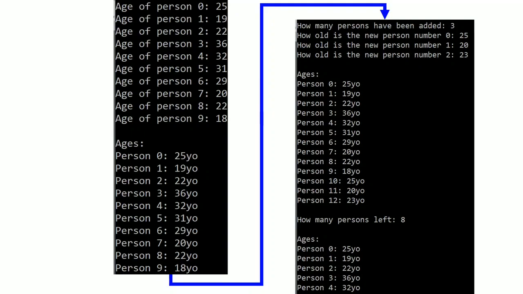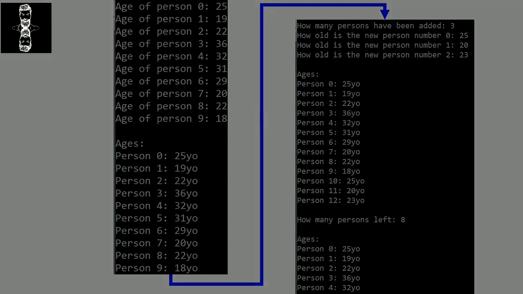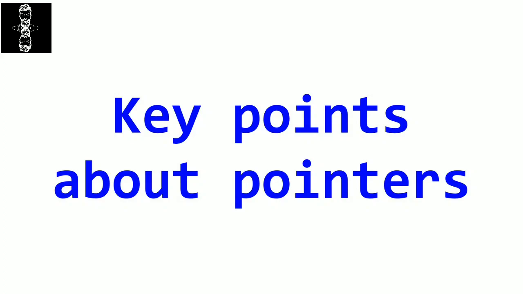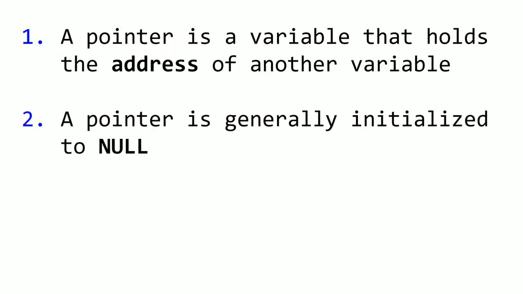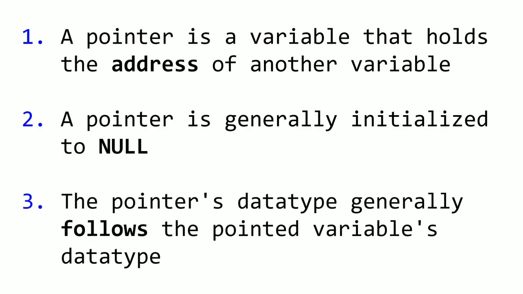I hope you understood these 4 memory allocation functions and see you in the next video. Before ending this chapter, let's just see some key points about pointers. First, we said that a pointer is a variable that holds the address of another variable. Second thing is that a pointer, if we don't initialize it, it will generally be initialized at null. This is what we call a null pointer. It points to nothing. Third thing, the pointer data type generally follows the pointed variable data type.